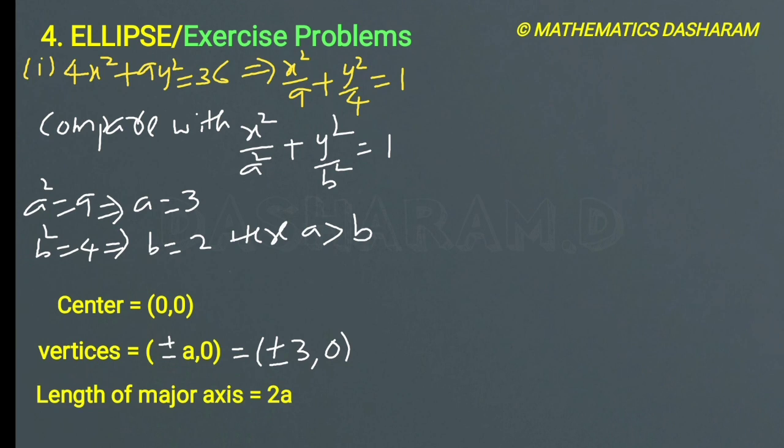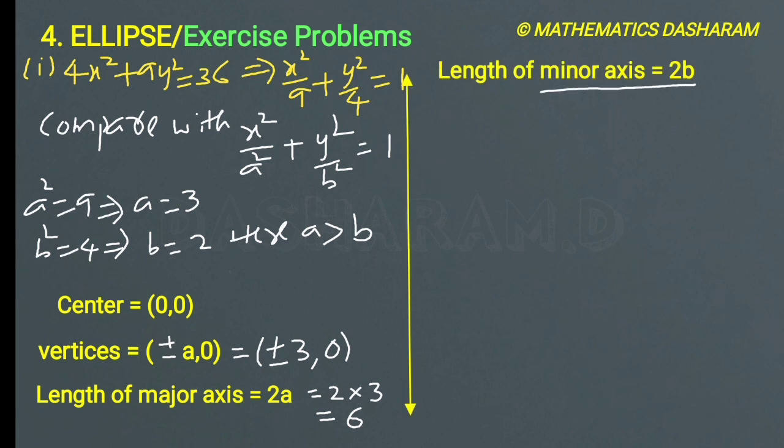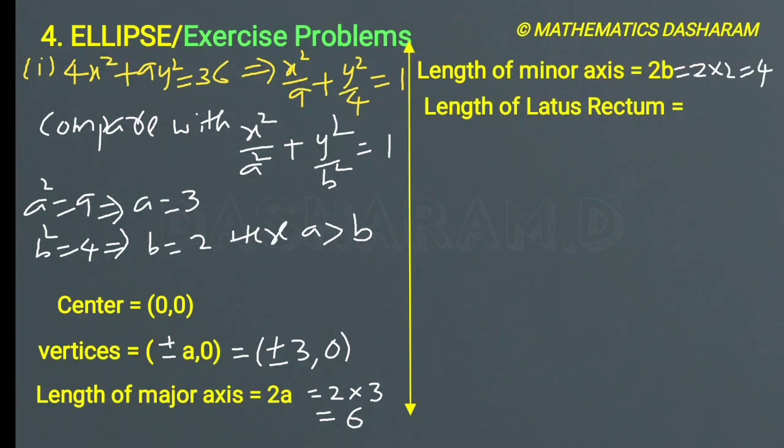Next, the third one, length of the major axis. That is 2 into a value 3, so 2 3s are 6. Next, length of the minor axis, the formula is 2b. So 2 into the b value 2, then 2 2s are 4. Next, length of the latus rectum, the formula is 2b square divided by a. So it equals 2 into b square value 4 divided by a value 3. So 2 4s are 8, divided by 3.